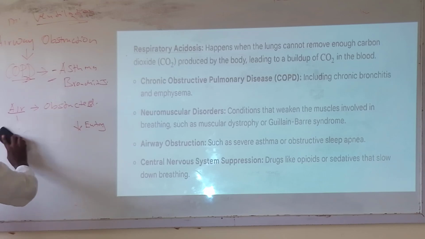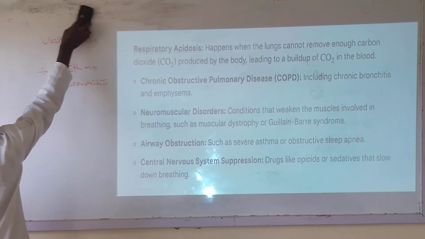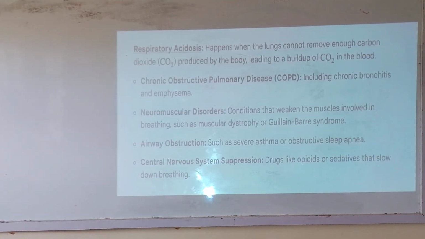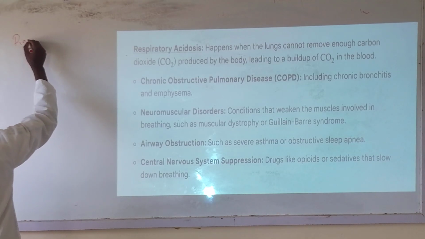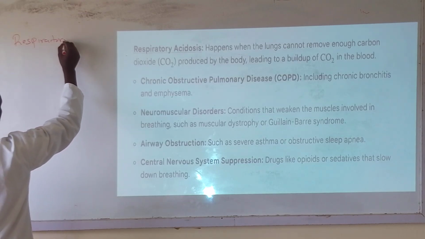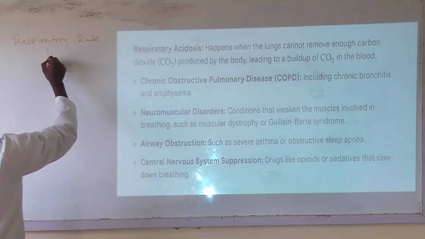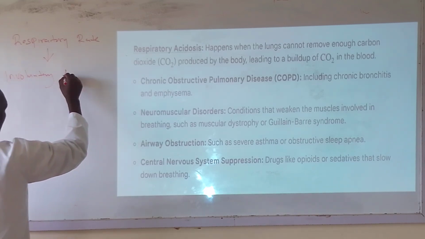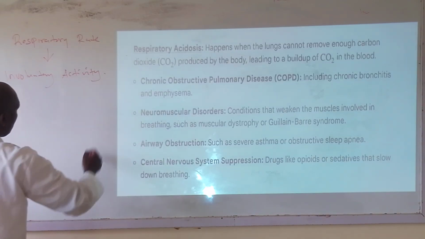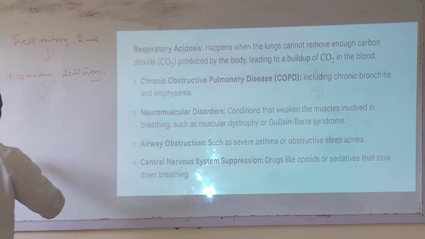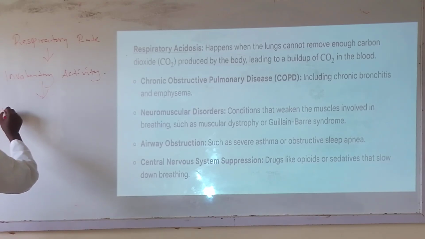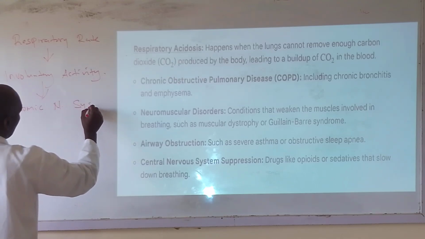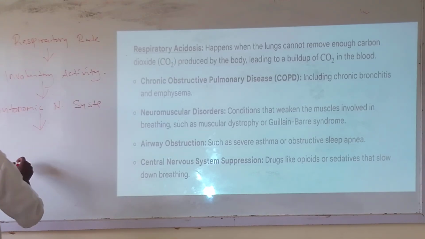In central nervous system suppression, we can also mention something. It's important to know that the respiratory rate is actually an involuntary activity. And all involuntary activities in the body are controlled by what we refer to as the autonomic nervous system. In this case, we are just talking about two divisions.